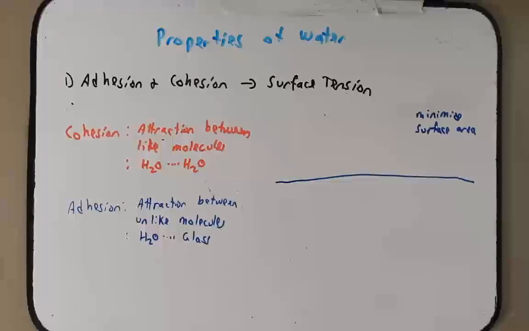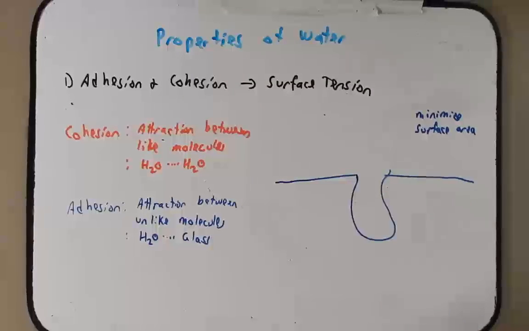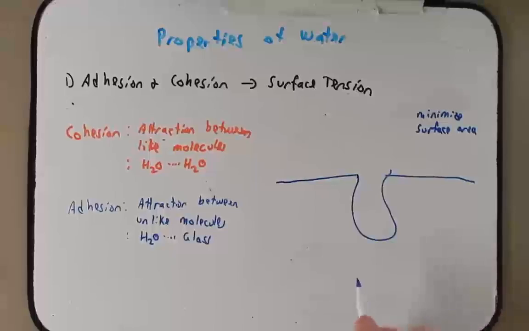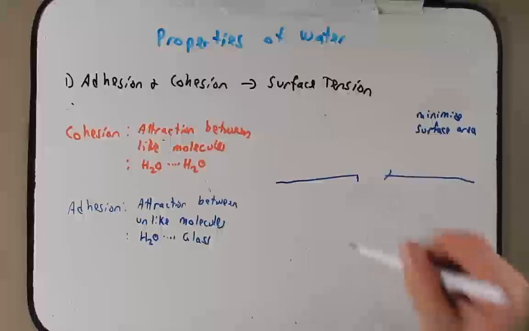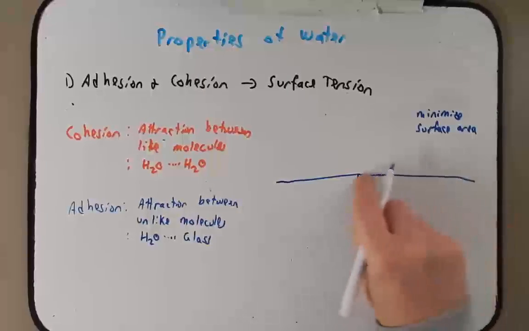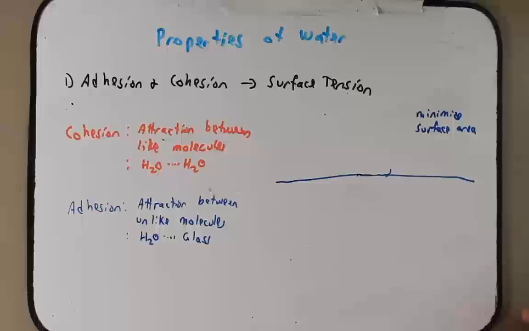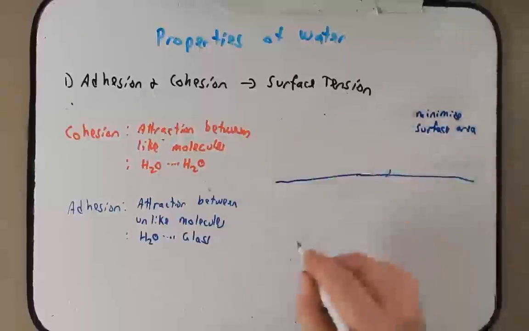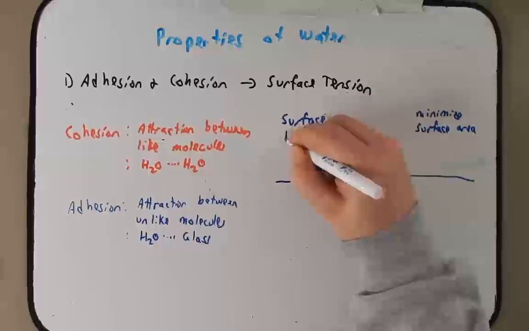That's why in a calm pond, we don't see something like this with the water. Now, if it's bad weather, you might get some disturbances. But a nice calm pond isn't going to look like this. It's going to look like this because it wants to have as small as possible surface area. This resistance to changing the surface area we call surface tension.